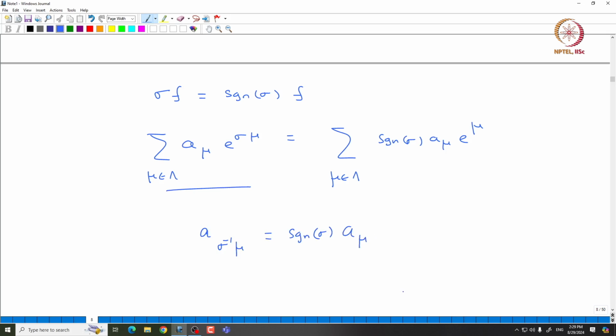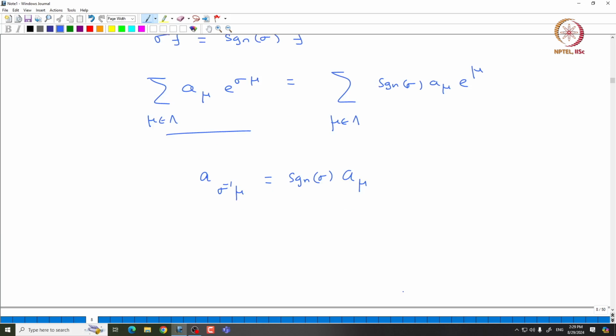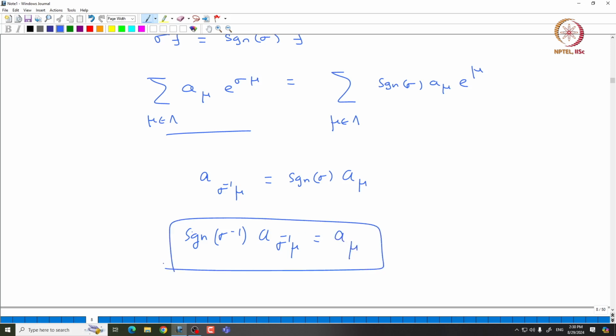Now, if you think about it, one can replace this as follows. Sign sigma inverse a sigma inverse mu is equal to a mu. So, this is how one can replace. This is the same as saying, if and only if, a mu is equal to sign of sigma a sigma mu. So, whenever you apply a Weyl group element, you get a sign outside for the coefficients as well.